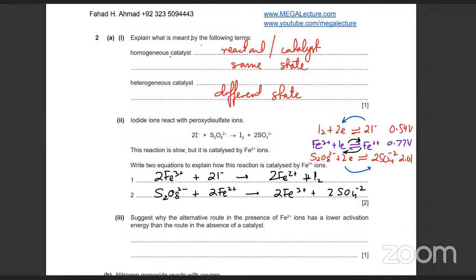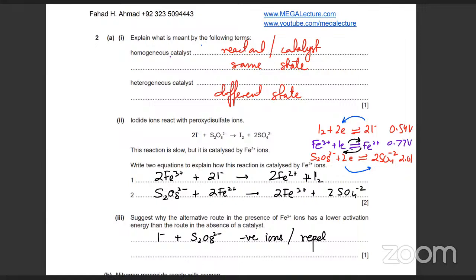So remember this specific example of a homogeneous catalyst, and suggest why the alternative route in the presence of Fe2+ ions has a lower activation energy than the route in the absence of a catalyst. So this is where you're going to mention that directly they were not going to react because I- and S2O8 2- were negatively charged. So they had repulsion. I- and S2O8 2- ions, without the iron ions in between, were not going to react together because they were negative ions and they would repel.